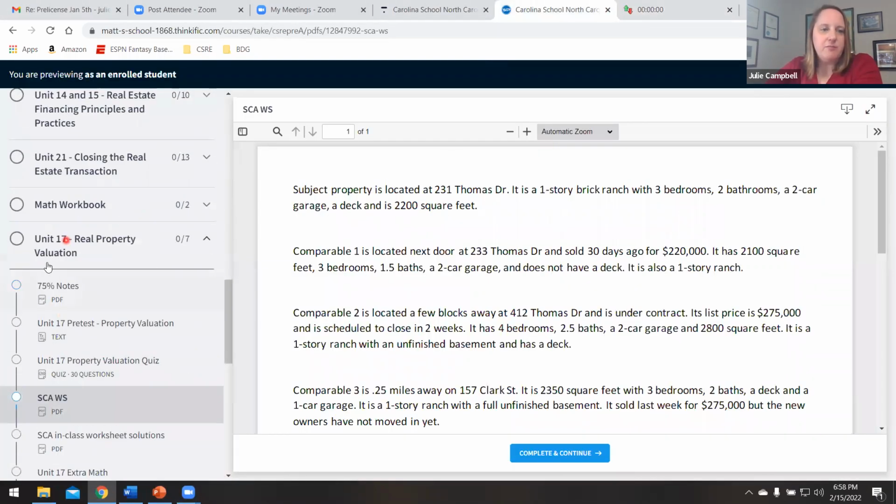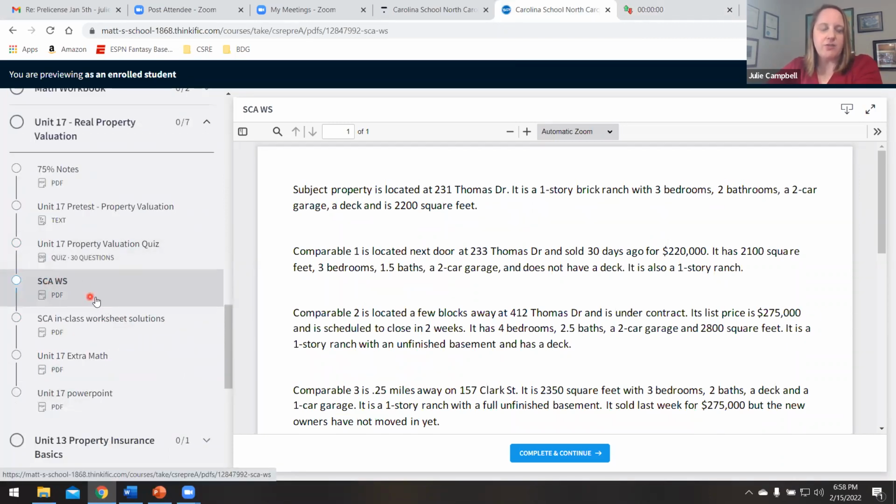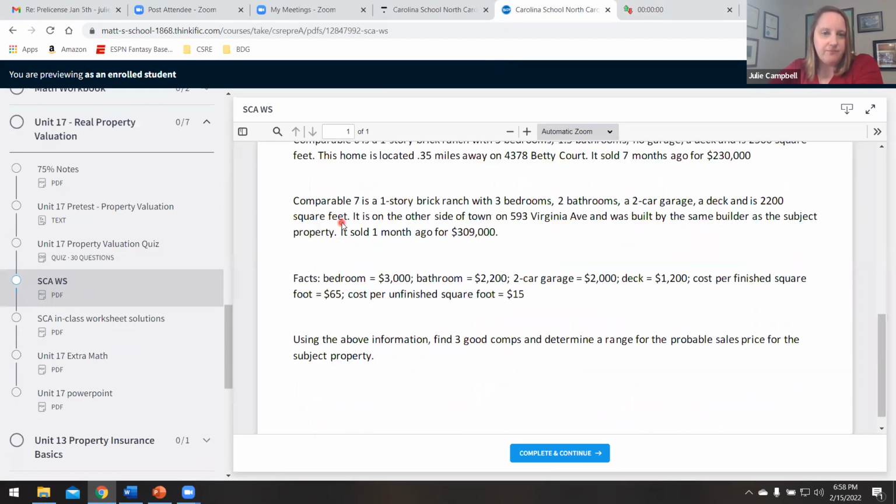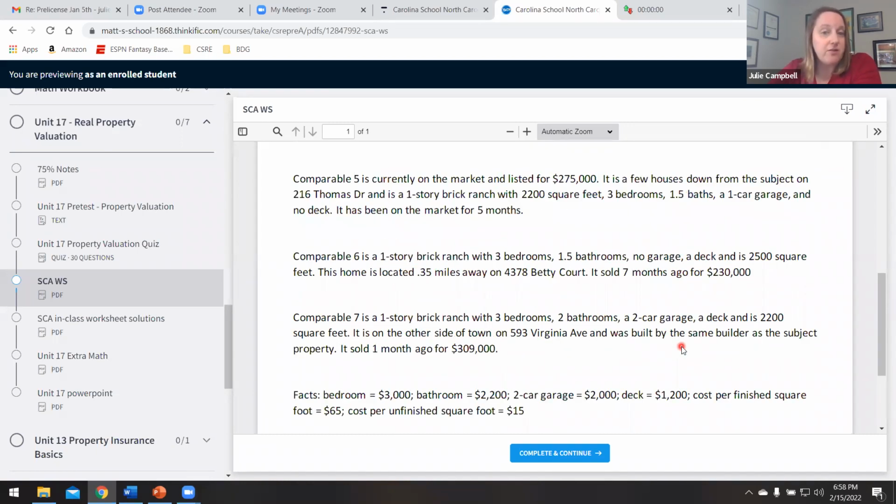In the Unit 17 material in Learn Test Pass, I have a sales comparison approach worksheet. What this does is it gives you information about a subject property, and then it actually gives you 7 comps, and then it gives you values. And it says, using the above information, find 3 good comps and determine a range of the probable sales price for the subject property. So it gives you 7 comps, but some are better than others.